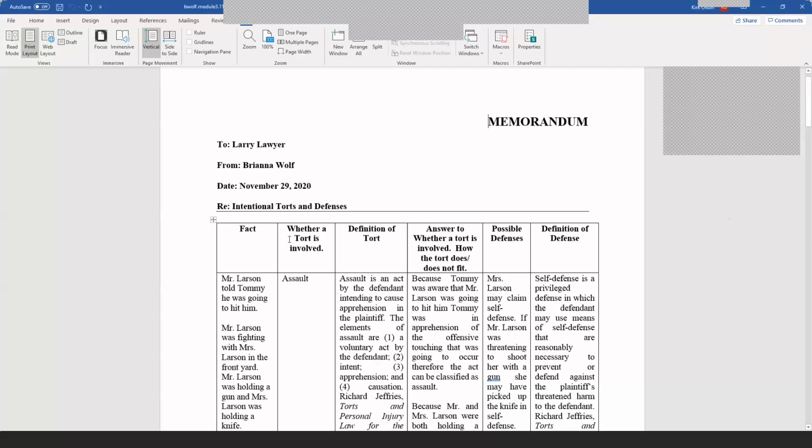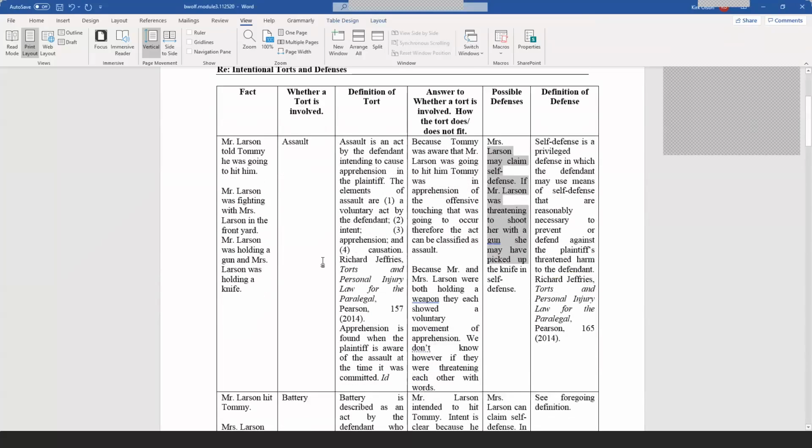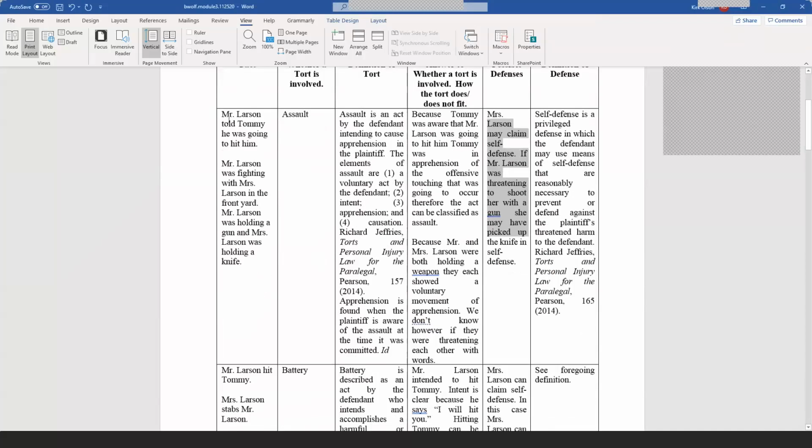So if you go in there, you can see where the person found it, what the person, in this case Brianna, thinks about it, and then certainly defenses and so on. Facts over here.